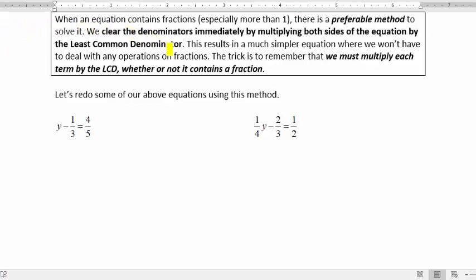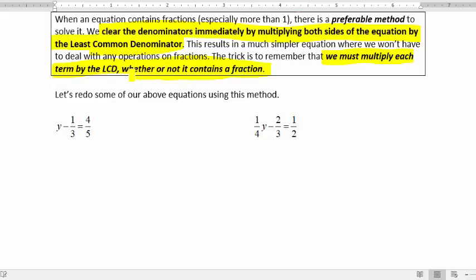So what you do is, it's very simple. Clear the denominators by multiplying both sides of the equation by the least common denominator. And then what that'll do is give you a much simpler equation where there's no more fraction operations to deal with, right? But the only trick to remember is you've got to multiply each term by the LCD, whether or not it contains a fraction.